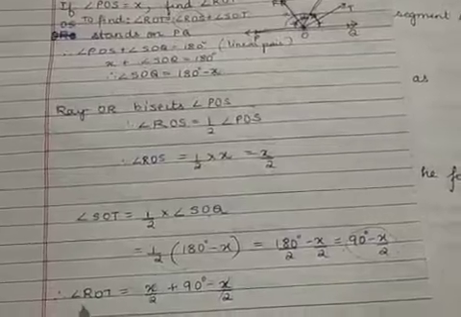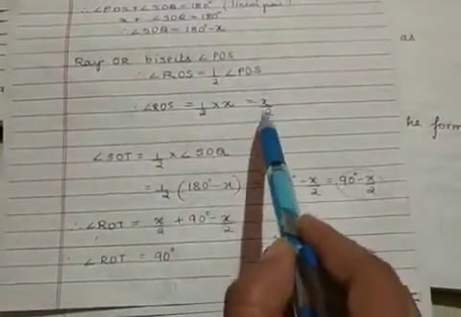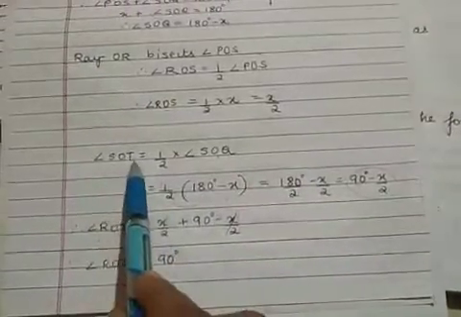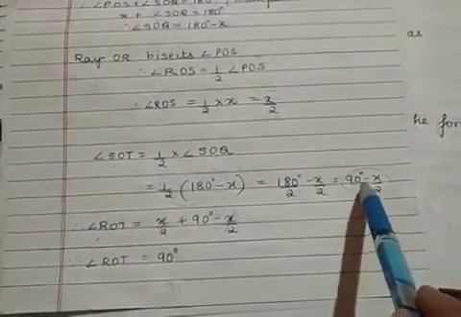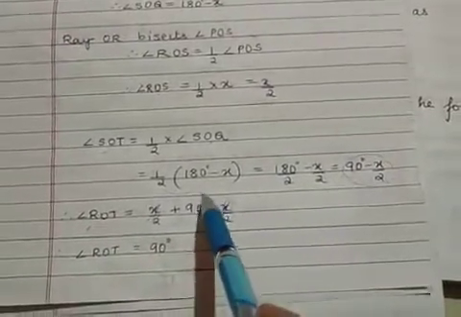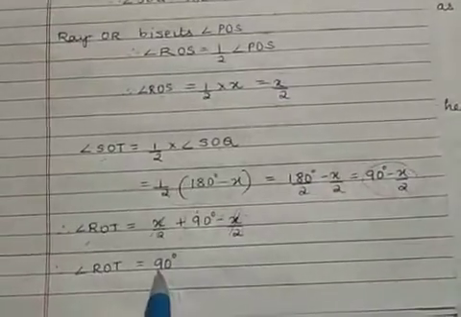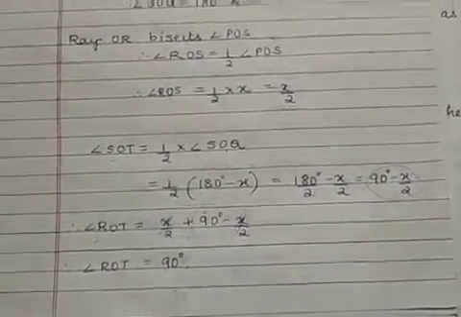So what is angle ROT then? Angle ROT is angle ROS, which is X upon 2, plus angle SOT, which is 90 degrees minus X upon 2. So this and this will get cancelled and what remains is 90 degrees. Therefore, angle ROT is equal to 90 degrees.